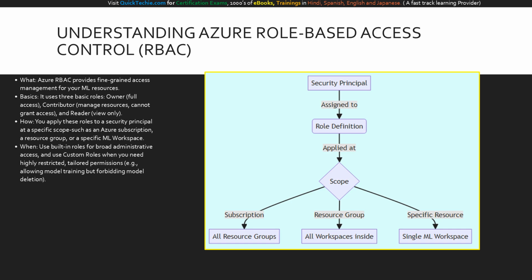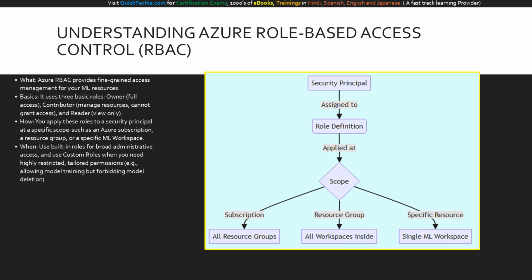But what if those built-in roles are too broad? That is when you create custom roles. Custom roles allow you to get incredibly granular, for example, granting a data scientist the ability to submit an automated ML run, but explicitly denying them the ability to delete a registered production model.